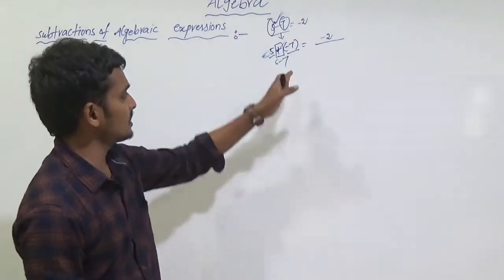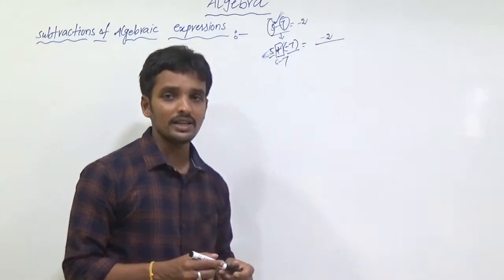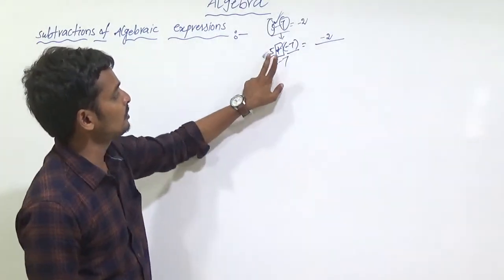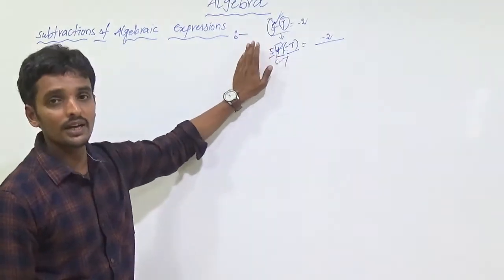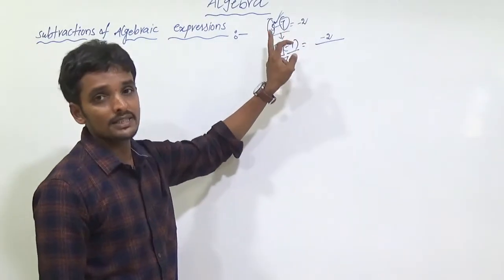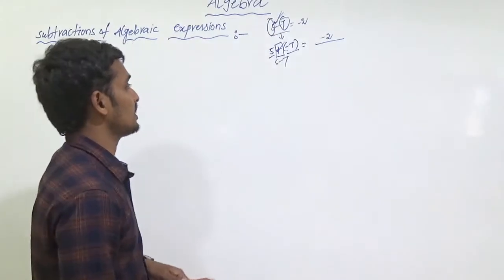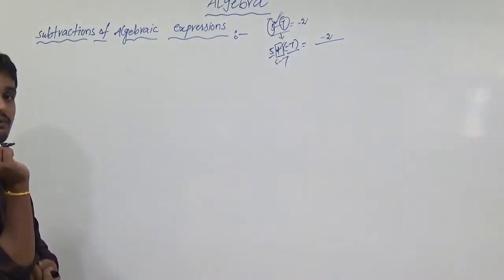For example, this is the way. If you subtract, 5 minus 7 is equal to minus 2. 5 plus of minus 7 is equal to minus 2. Here the symbol between the numbers is plus, we are thinking it is addition. The symbol between the numbers is minus, we are thinking this is a subtraction. When we are doing addition and subtraction, we are following the same rules.